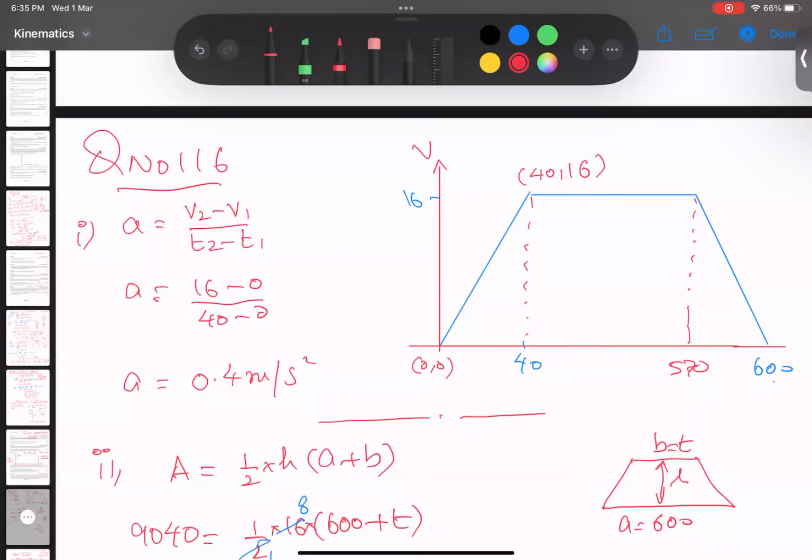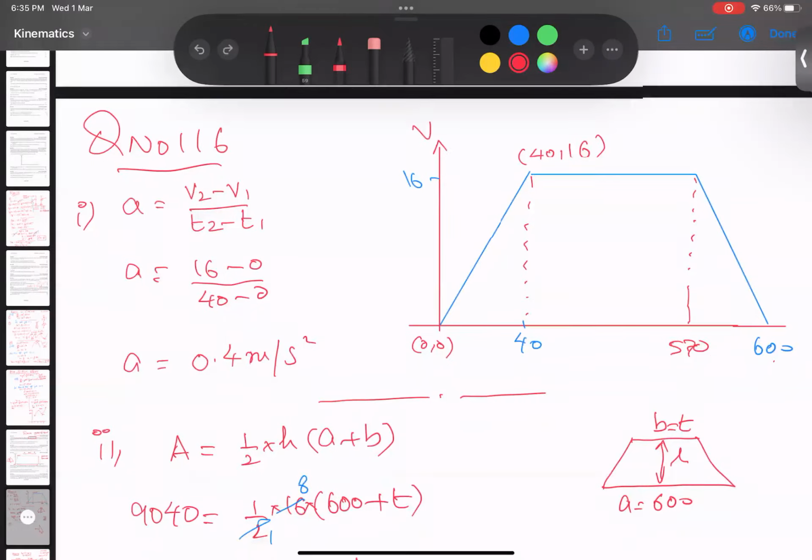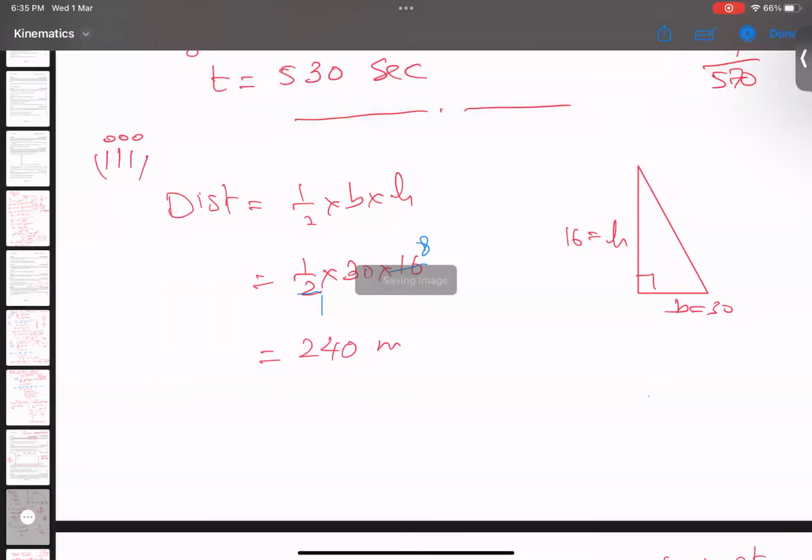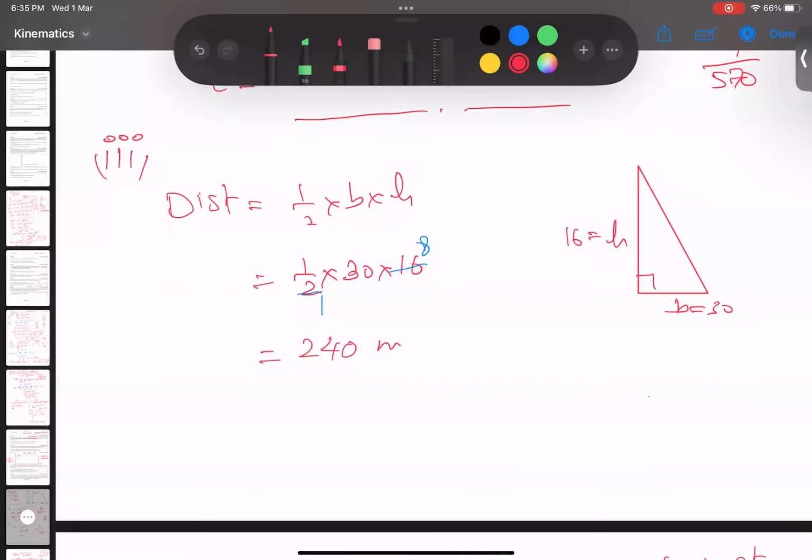Now I can find the gap easily. What is the distance? This is the base. Out of 600, subtract 570, we get 30. So 30 is the gap here, so I can say the base is 30. And I'm looking for distance. The distance formula, all of you know, is half times base times height. The base is 30 and the height is 16. So 8 twos are 16, 2 eights are 16, and 8 threes are 24. So 240 meters is the distance the train will travel while it's stopping.